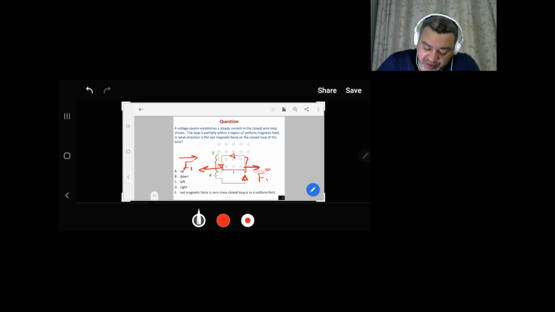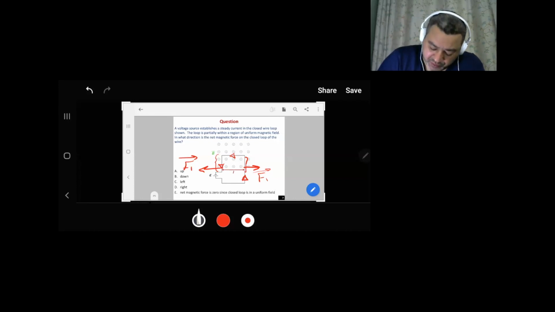So what's left is the upper side of the loop. This is the one that's going to decide the direction of the force. So let's look at this side of the loop. The current is going in this direction. Remember, I have to curl in the direction of the magnetic field. The magnetic field is pointing out of the screen, so I will rotate my hand such that when it curls, it curls in the direction of the magnetic field, and now the force would be pointing up.